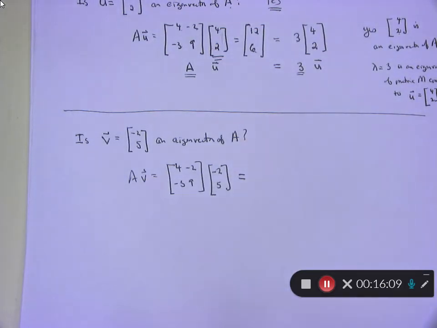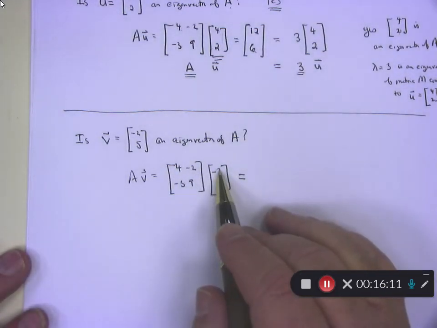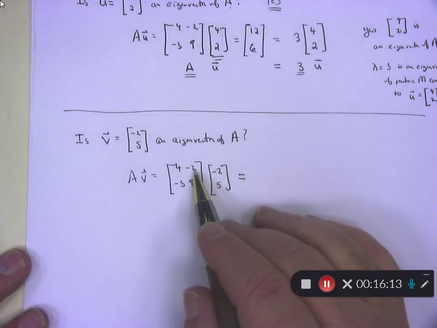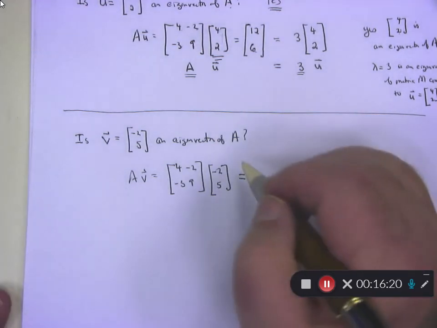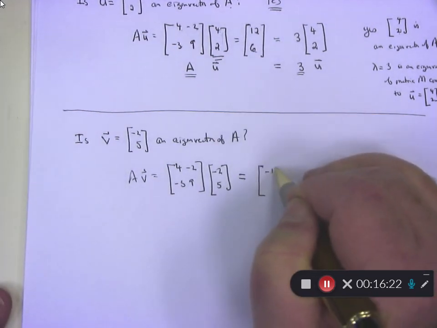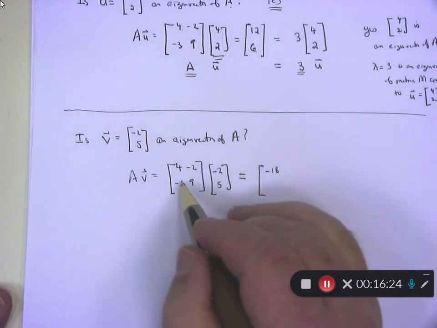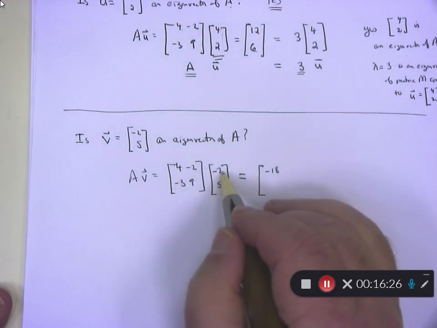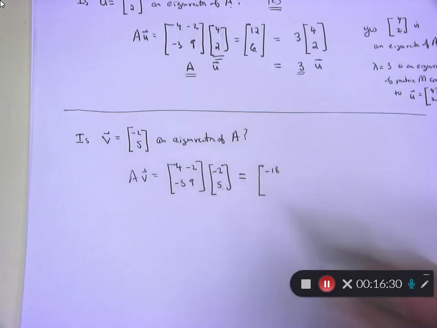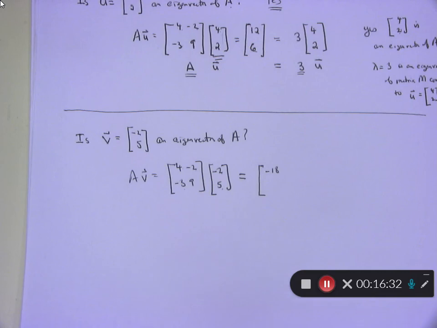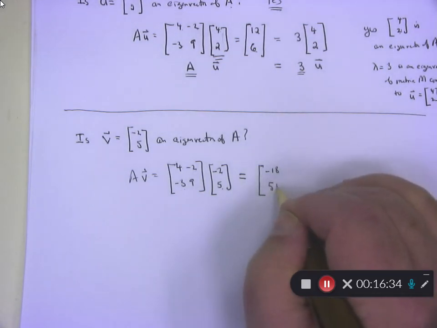Row by column. 4 times -2, -8. -2 times 5 is -10. -8 minus 10 is what? -18. Agreed? Row by column. -3 times -2 is 6. 9 times 5 is 45. 6 plus 45 is 51.